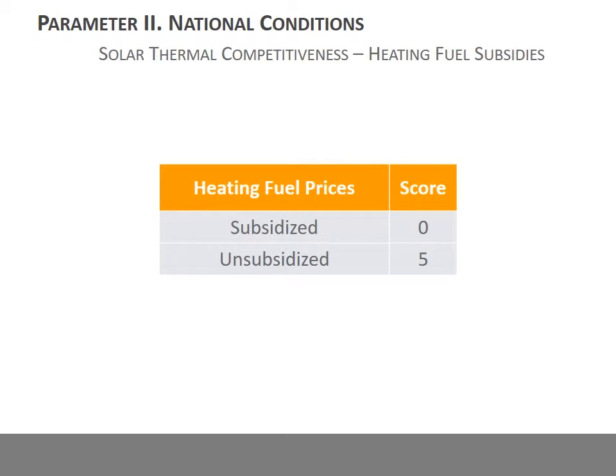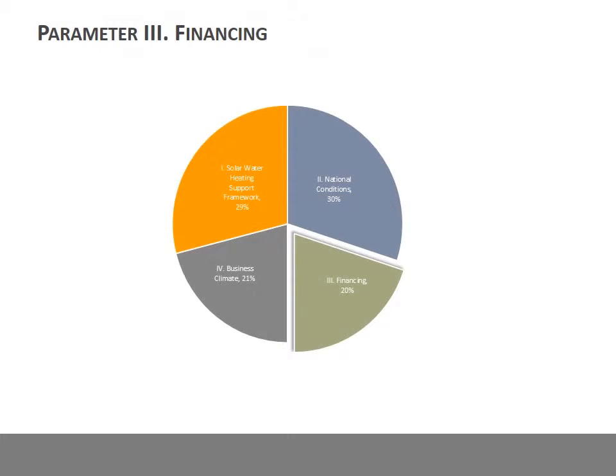The final indicator in parameter 2 is whether there are heating fuel subsidies. The presence of subsidies can suppress the price of energy and therefore make solar water heating less cost competitive with conventional fuels. Government subsidies can come in a variety of forms and can be directed to both energy producers and consumers. If heating fuel prices are subsidized, and therefore artificially low, then the score is 0. If there are no subsidies, then the score is 5.